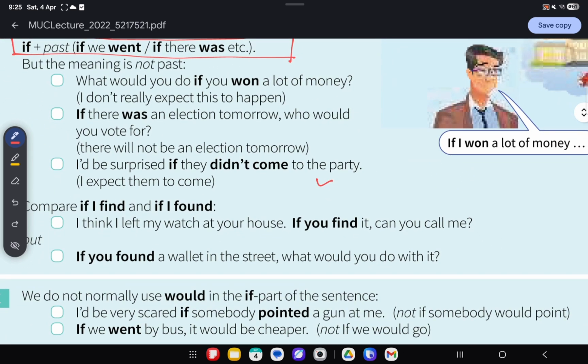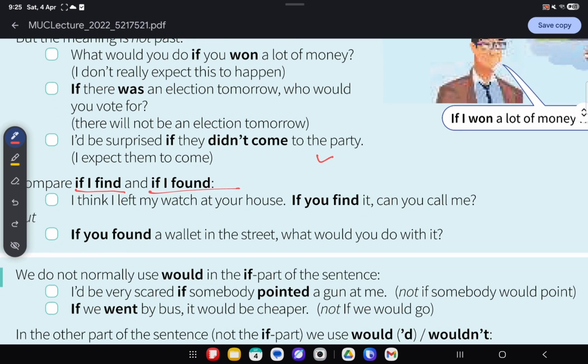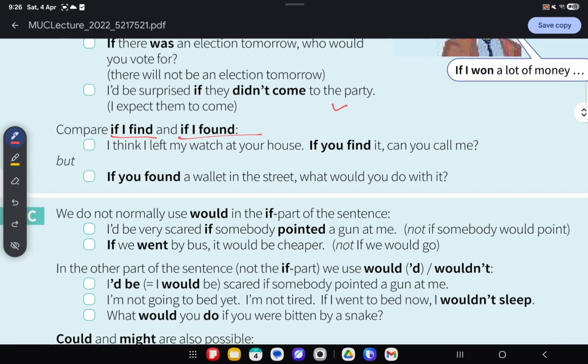Compare if I find and if I found. I think I left my watch at your house. If you find it, can you call? If you found a wallet in the street, what would you do with it?